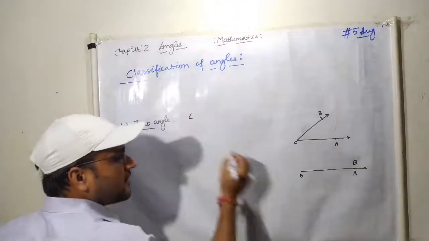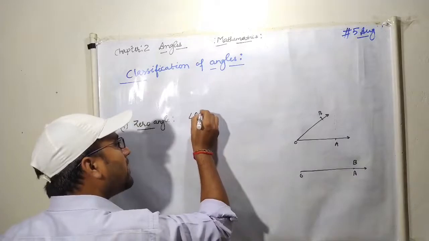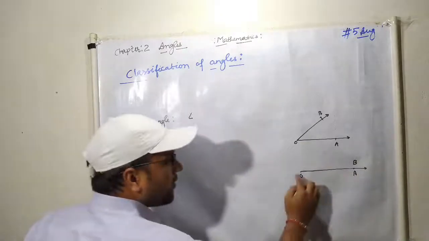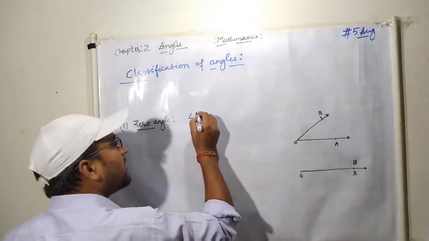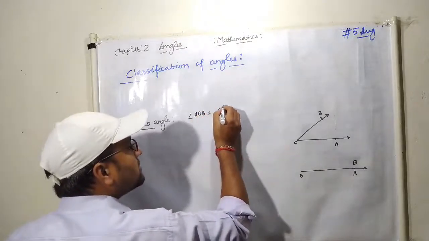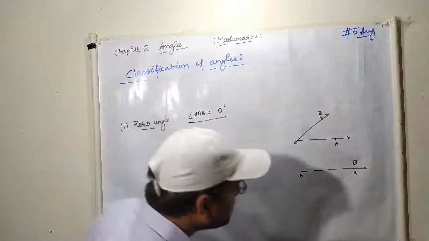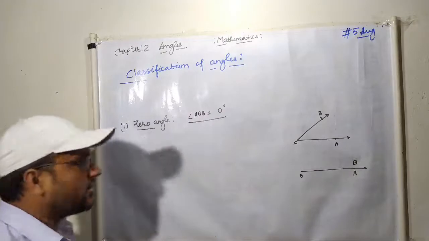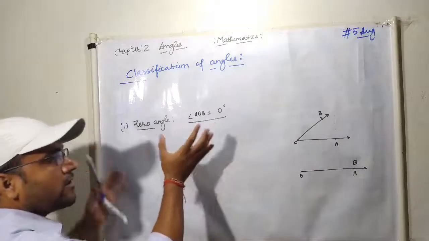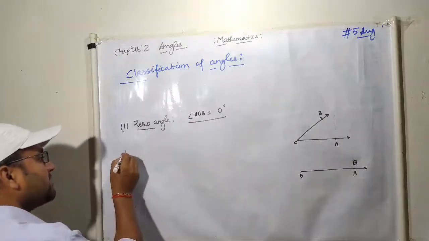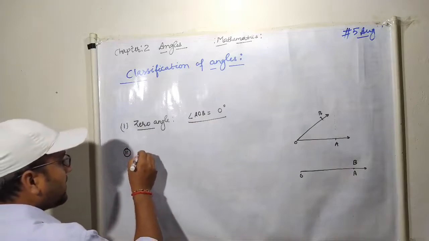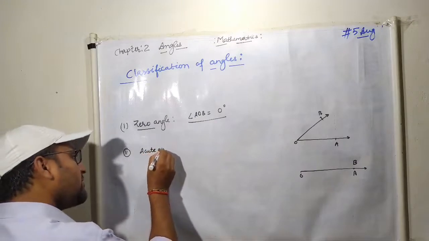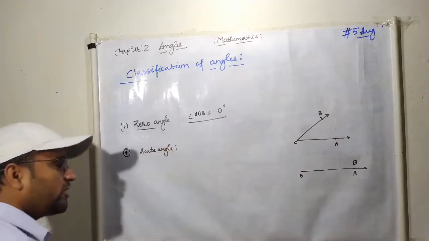Angle AOB is equal to 0 degrees. When the two arms coincide, then they form a 0 degree angle, a zero angle. Okay, second one is the acute angle.